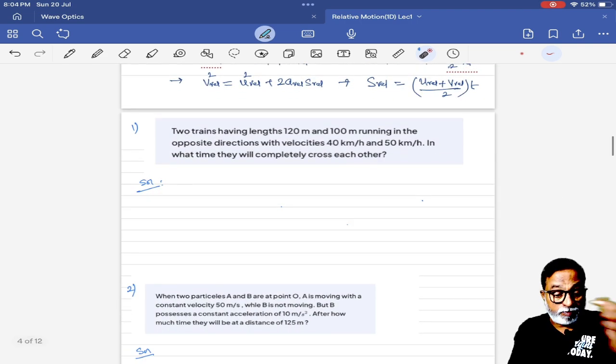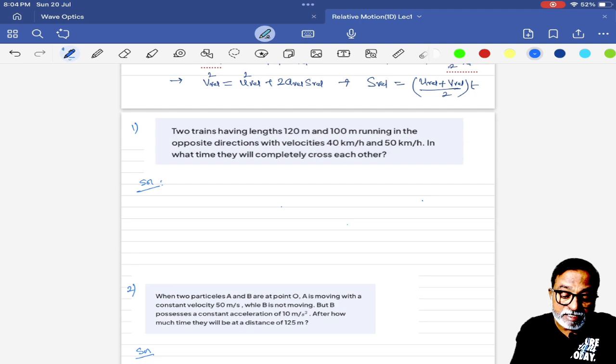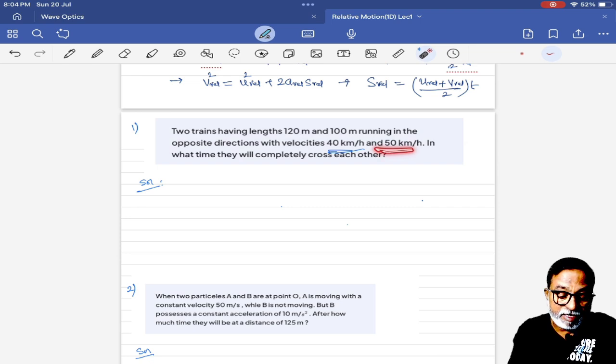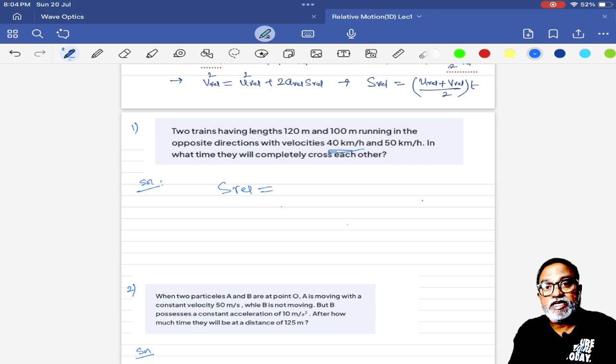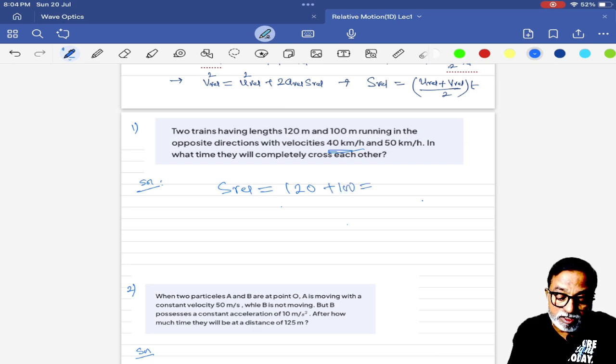సి ఫర్ ఎగ్జాంపుల్ హియర్ ఇస్ వన్ ప్రాబ్లం. Two trains having lengths 120 meters and 100 meters running in opposite direction with velocities 40 meter per second and 50 meter per second. What time they will completely cross each other? See here, S relative, when they are moving in opposite direction or same direction, relative displacement always added. మనం ఎప్పుడు కూడా యాడ్ చేయాలి. S relative is equal to 120 plus 100. This is equal to 220 meters.